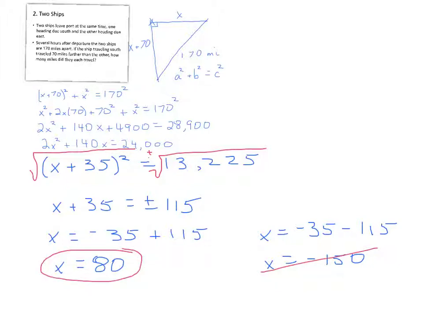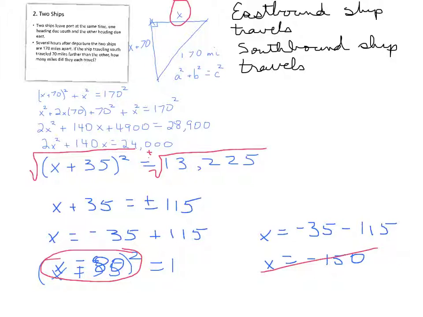So what is x? x is the distance that the eastbound ship travels, which is 80 miles. And the southbound ship travels 80 plus 70, so that is 150 miles. And that is the solution.